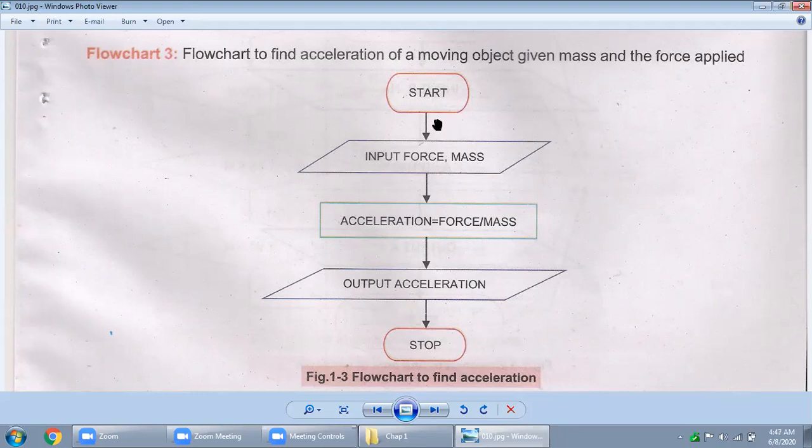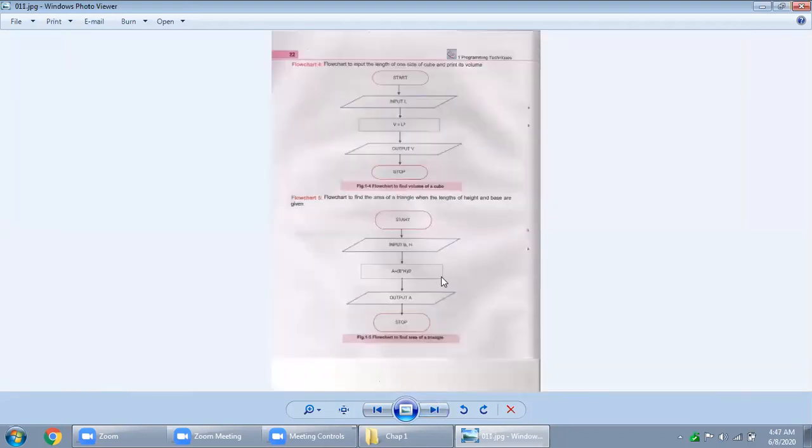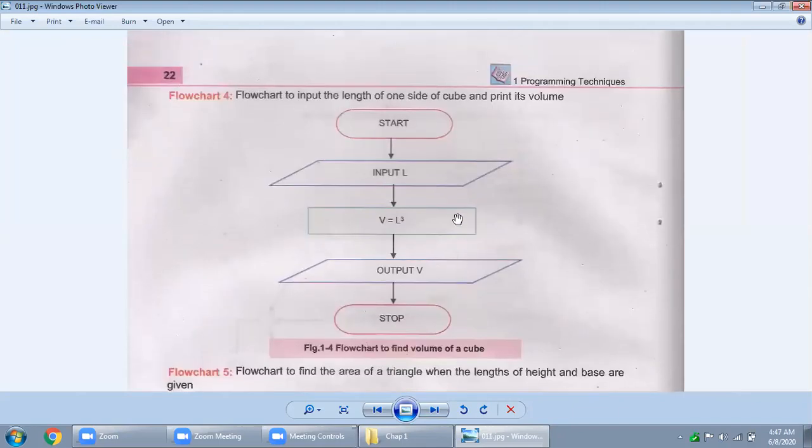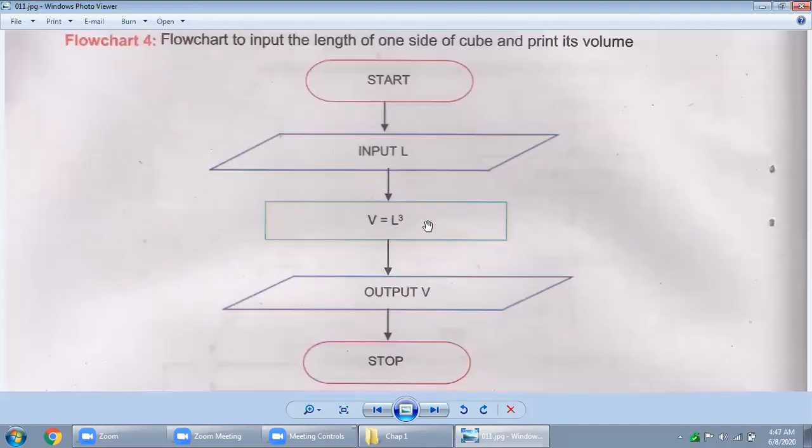Watch over here, in the previous week's lecture I made the same flowchart like this one. Next question, I gave you the same flowchart for: flowchart to input the length of one side of a cube and print its volume. So if you know the formula, you can find the volume of a cube.